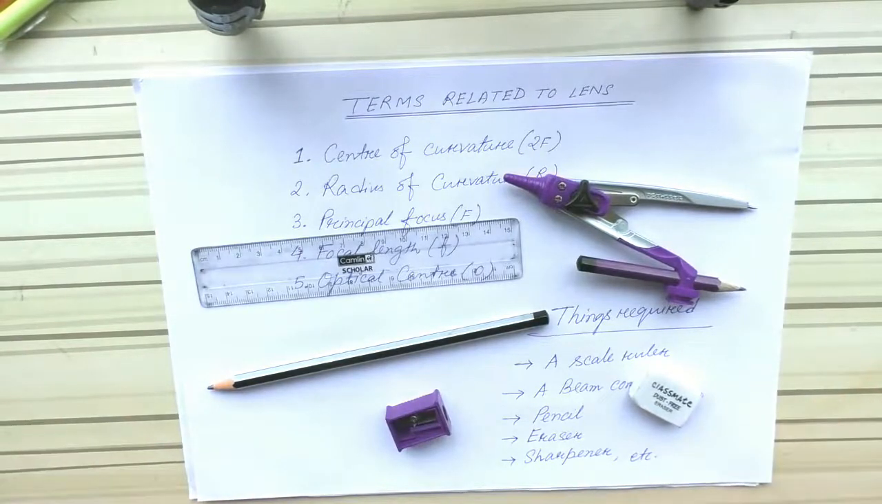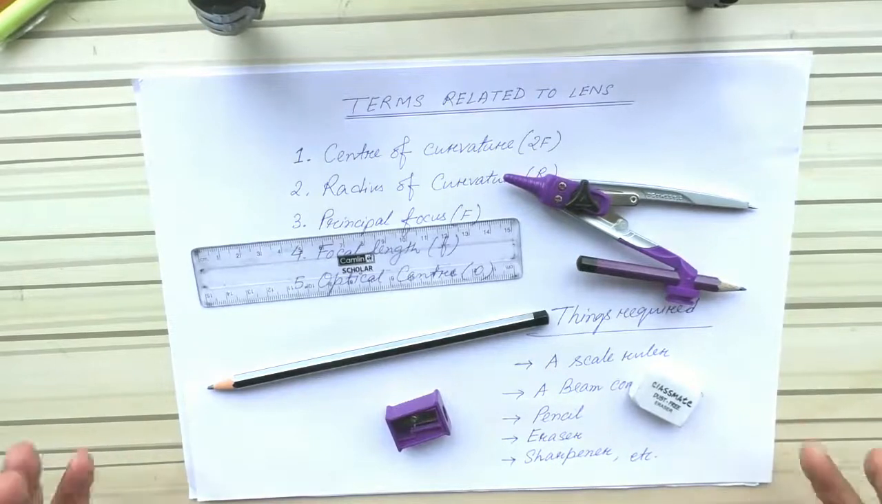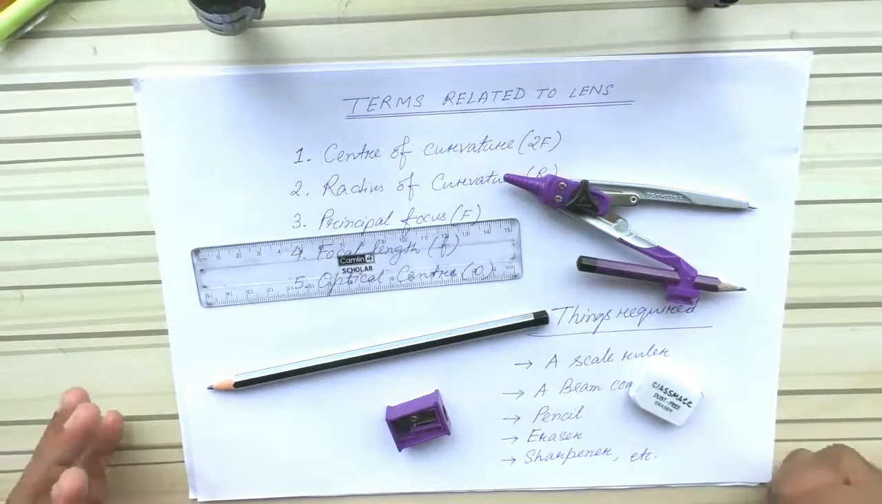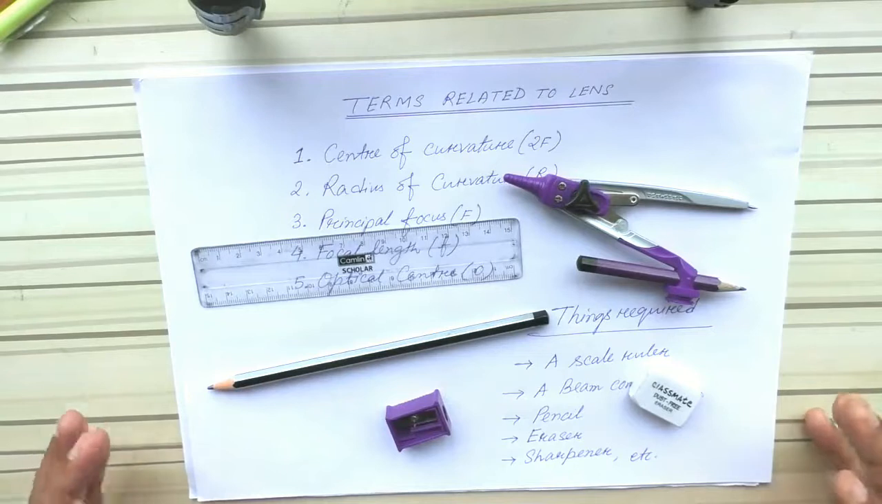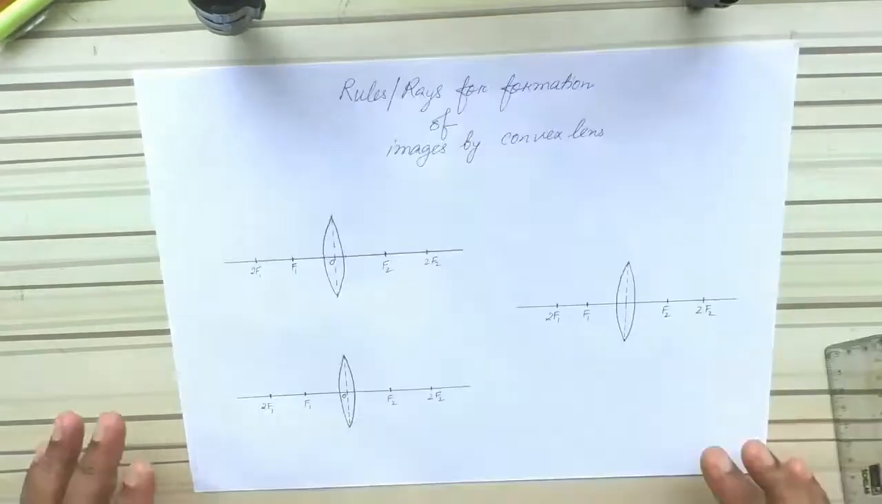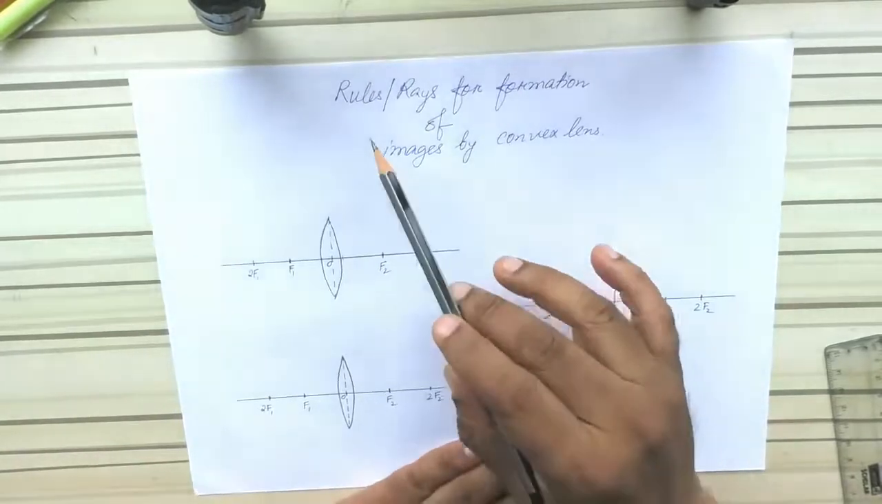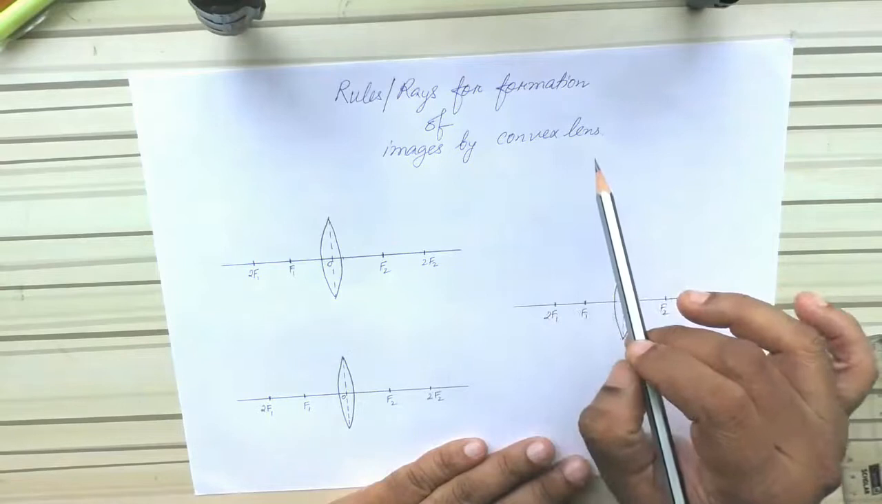things because if you draw diagram properly now along with this, that will help you in drawing the diagrams in future during examination also. Practice is required to draw the ray diagrams. In this part of video, I will discuss the rules or rays for the formation of images by convex lens.